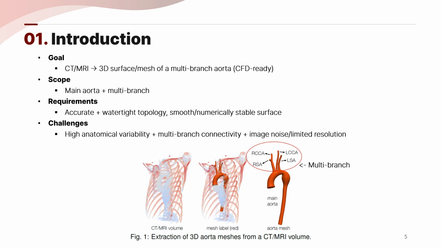This paper aims to generate a patient-specific CFD-ready 3D aorta surface mesh from CT or MRI, including major branches, since branching strongly shapes local hemodynamics. The mesh must be accurate, watertight, with correct topology, and smooth for numerical stability. This is challenging due to large anatomical and pathological variability, complex branch connectivity, and noisy, limited-resolution imaging. So it goes beyond segmentation to producing simulation-grade geometry.